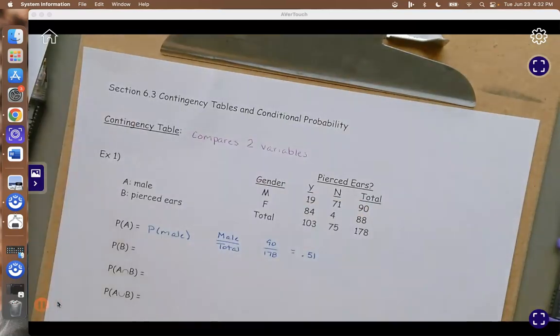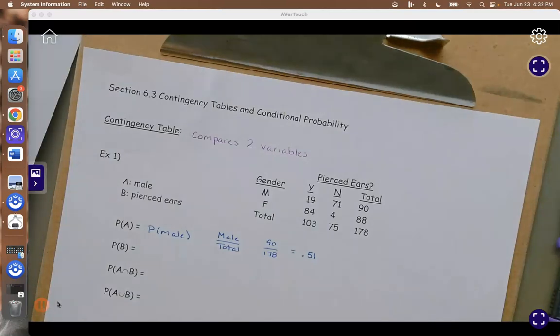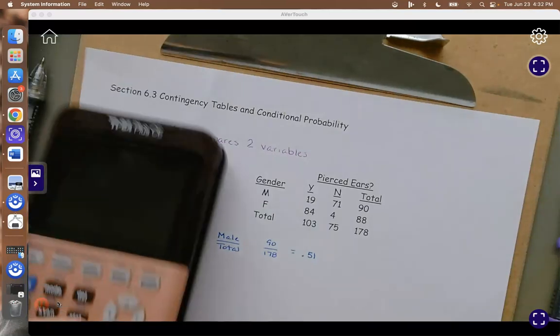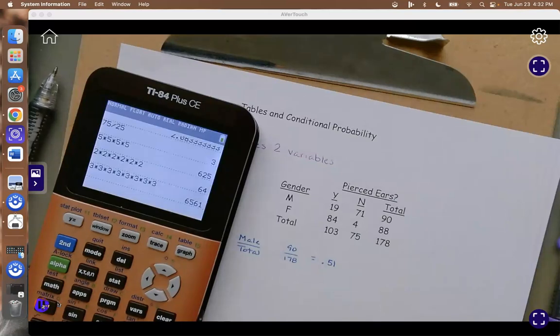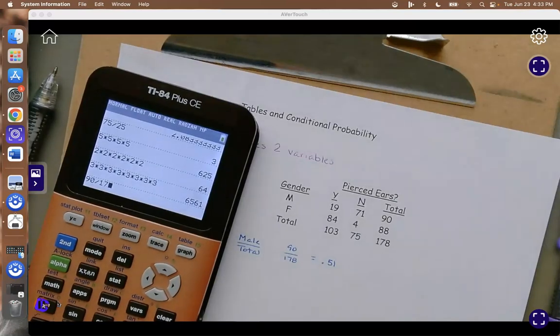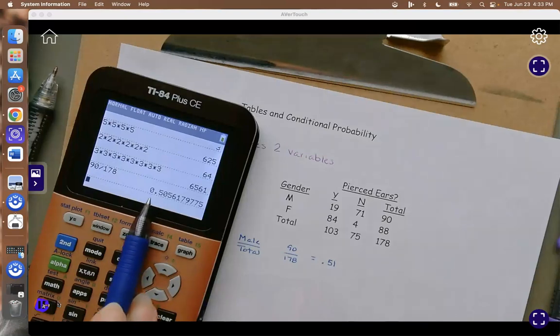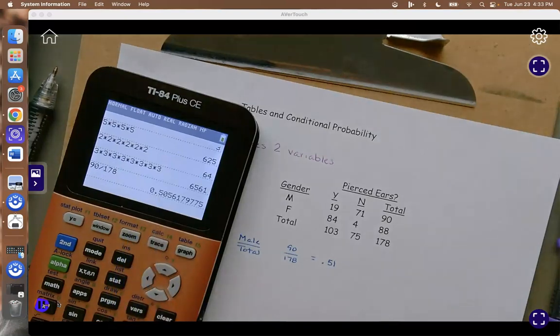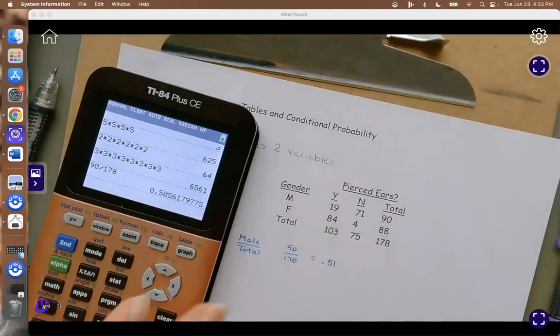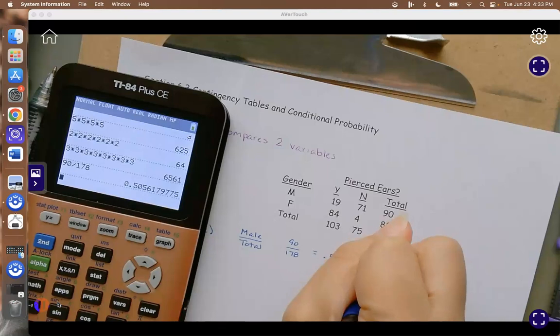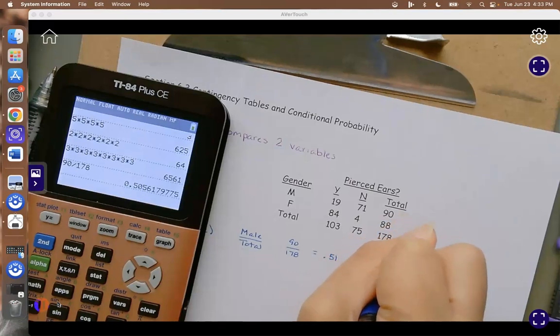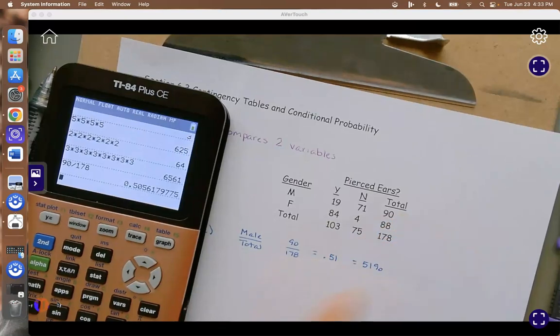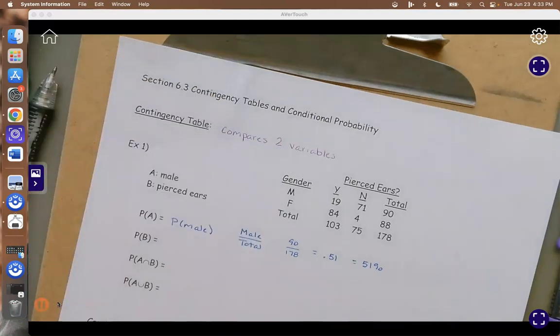0.51. I'm going to actually get my calculator to see what it actually is exactly. So it's 0.505. So we round it to just two decimal places, so 0.51. And you could make that a percentage. I will take any of these. I will take that, or that. Any of those would be fine.